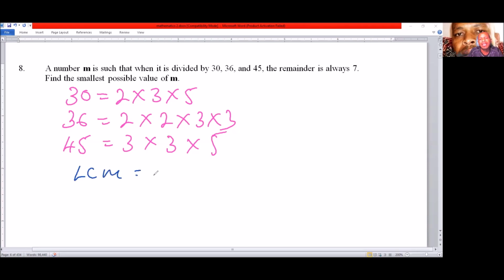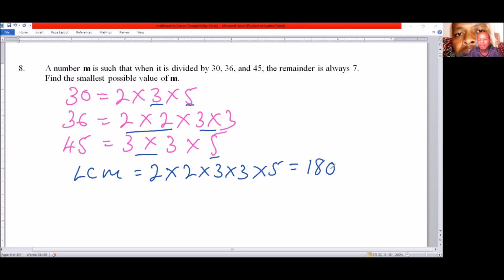LCM is equal to, we take 2 to power 2. That is the one that has the highest index of power. So 2 times 2. 3 here we have 3 times 3, and here is 3 times 3. Here we only have 1. So we take 3 times 3, multiplied by 5, and that should give you 180.